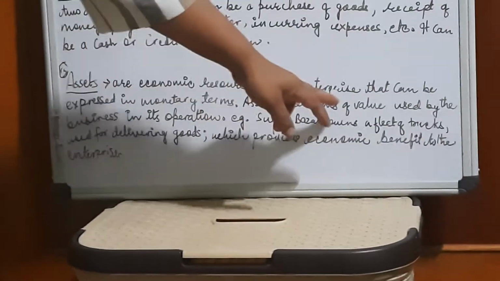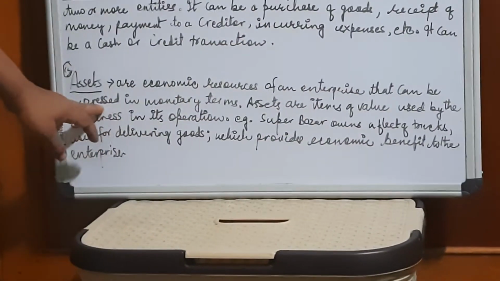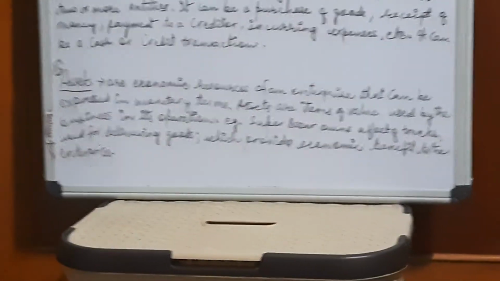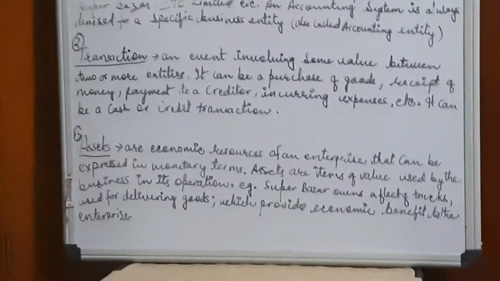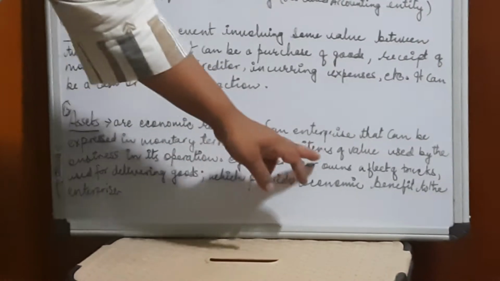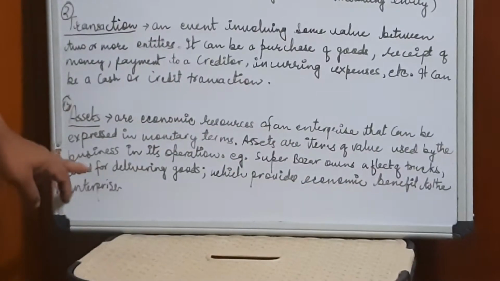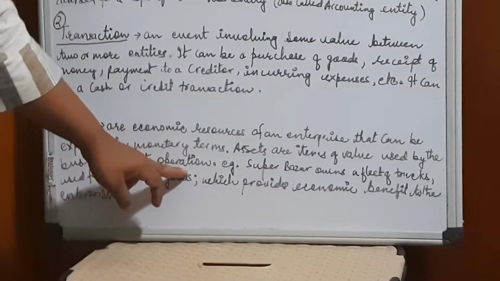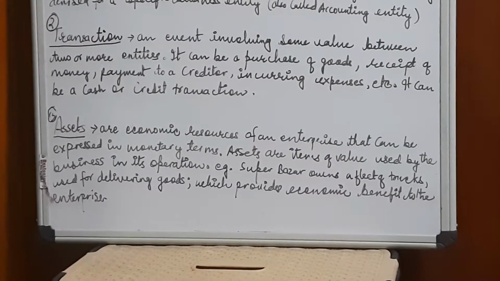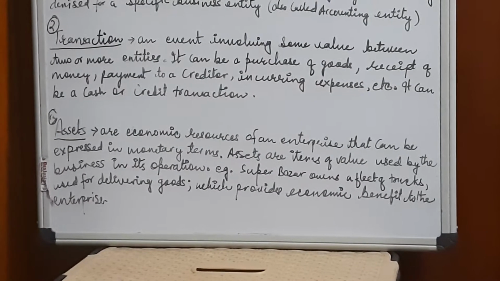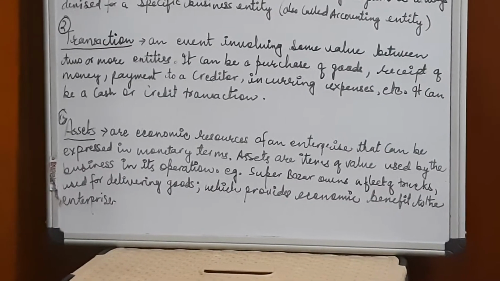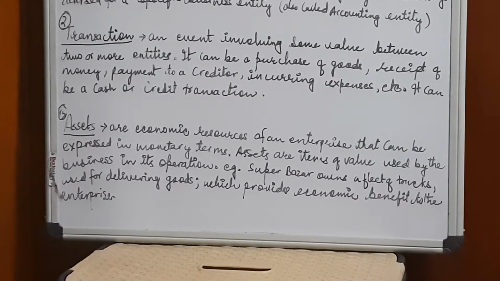Okay, now resources of an enterprise that can be expressed in monetary terms. Now I have already told you, whatever is the thing in the business and can be expressed, can be measured in monetary terms, those things are assets. Now assets are items of value used by the business in its operation. They use it in the operation. Operation means business activity. काम हुन्छ नि जब बिजनेसमा, अनि त्यो एसेटलाई हेल्प, त्यसको हेल्पले चाहिँ उनीहरू काम गर्छ र काम गरेर चाहिँ फाइदा पाउँछ नि.